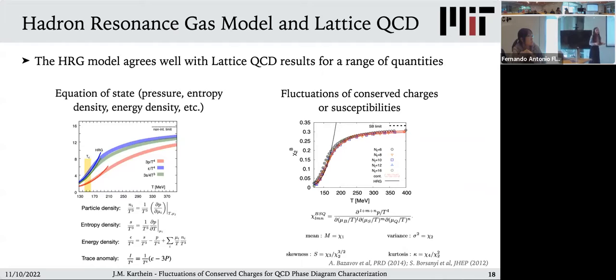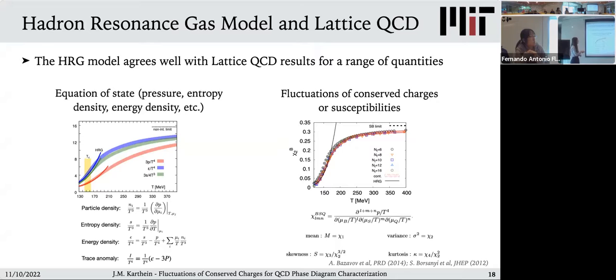So now, comparing this model that we're going to use to Lattice QCD. It's been able to describe very well, and the reason for its popularity is the fact that it can describe very well many different observables, many different quantities that are captured in Lattice QCD. So for example, the equation of state I'm showing here on the left.